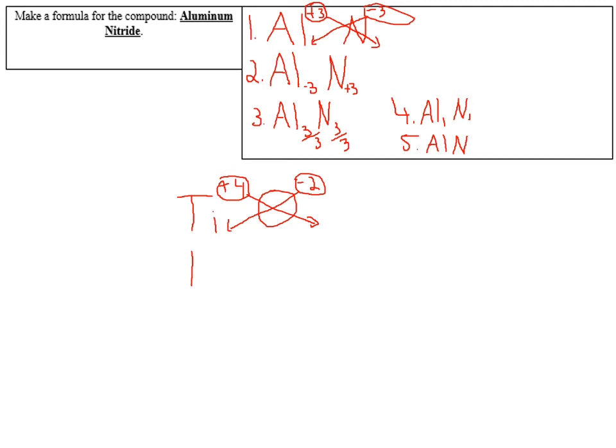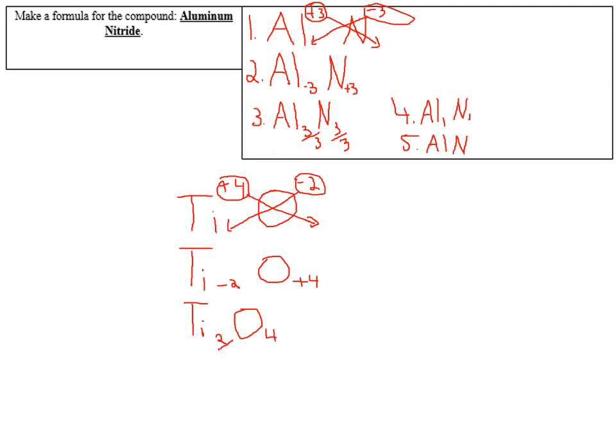And you get Ti -2 O +4. Tidy up by removing those charge symbols. Ti 2 O 4. But you're not completely done yet. You can still reduce. You can divide by 2.